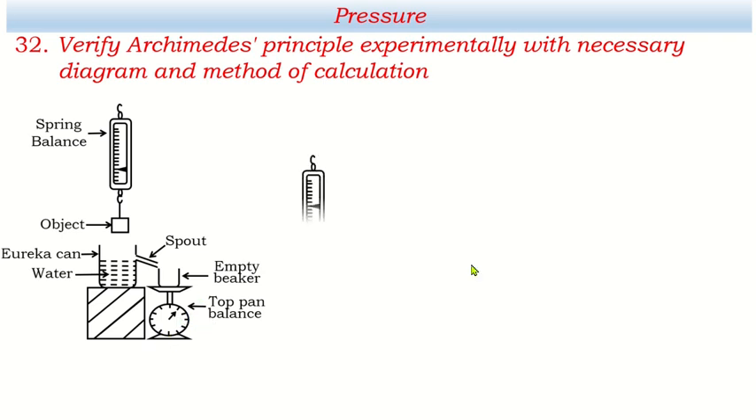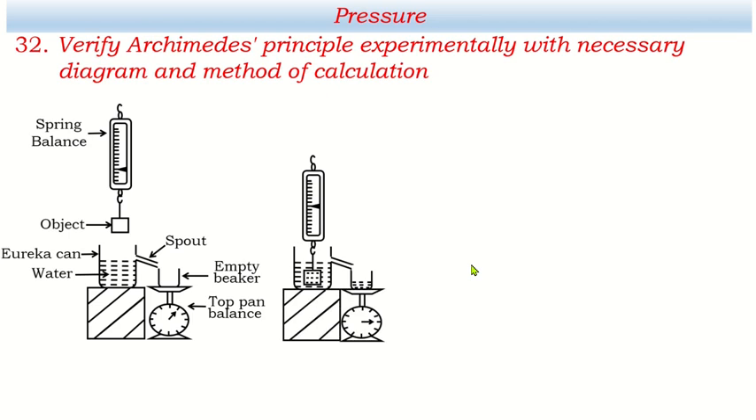We have to draw another diagram also this way. In this diagram, something is different from the first. What is the difference? When this object is immersed into the water, then displaced water comes out through the spout and it should be collected in the beaker. This is displaced water.